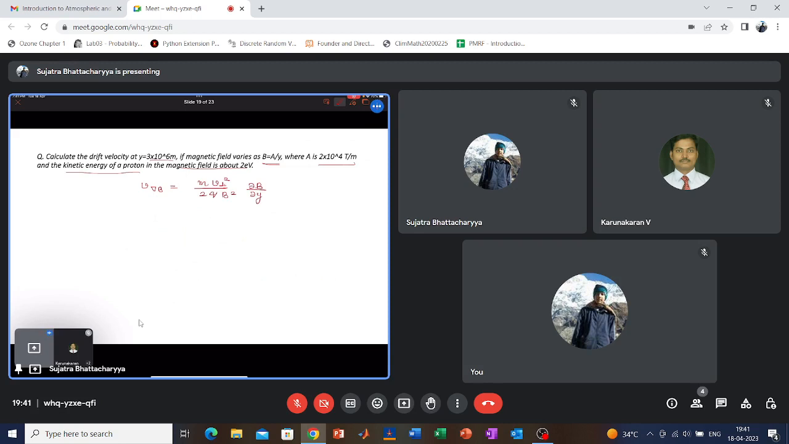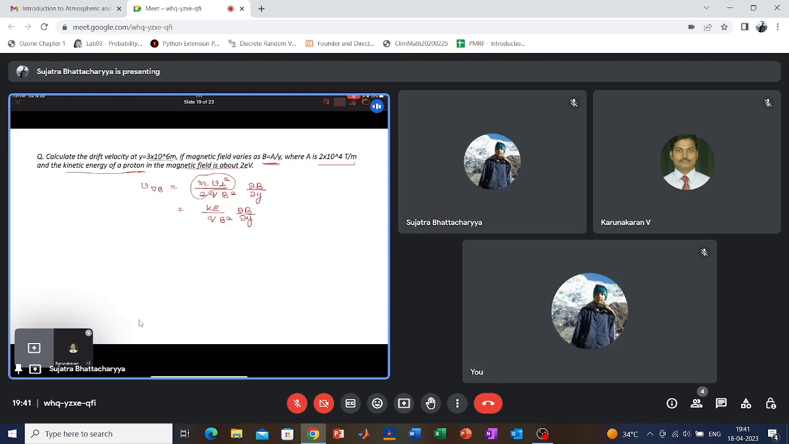Now, what all things are there we need to find out. See, this m v perpendicular square by 2 is nothing but the kinetic energy, and kinetic energy we have here. So kinetic energy divided by the charge and B square. B is also given, I think. No, we have to calculate. We have to calculate using this. And delta B by delta Y.